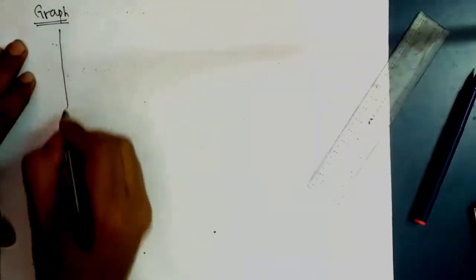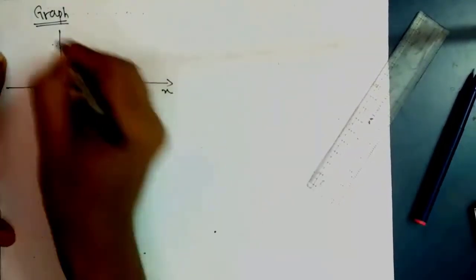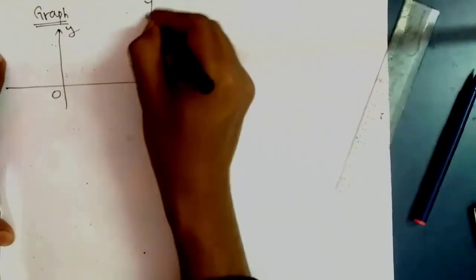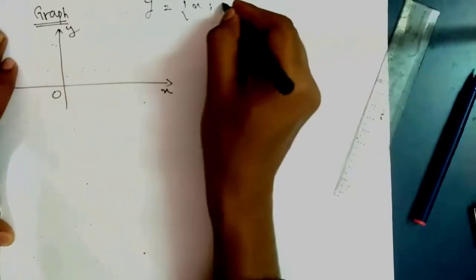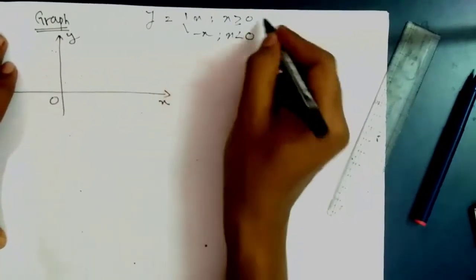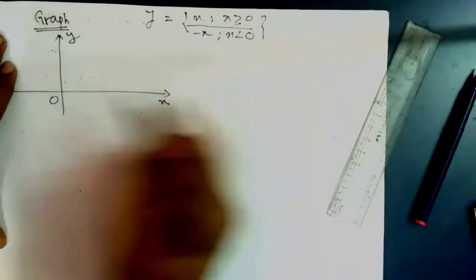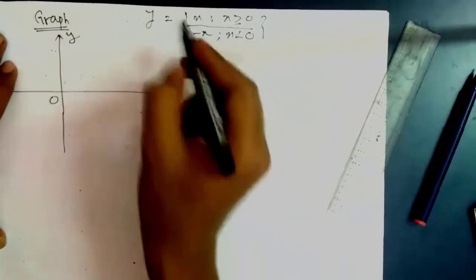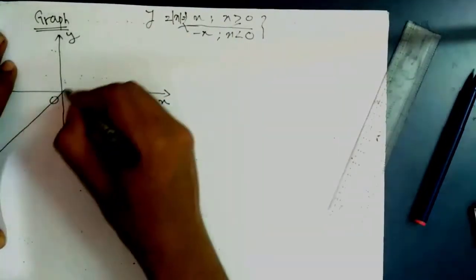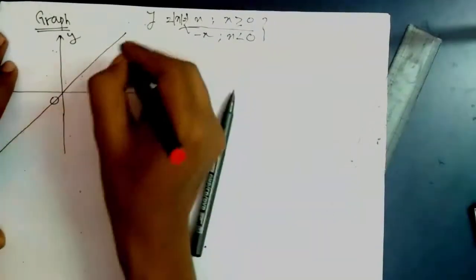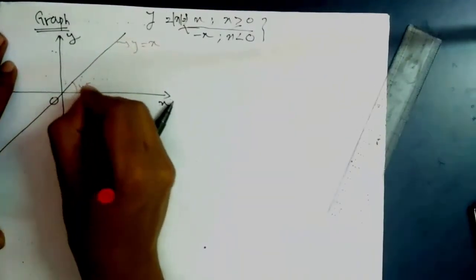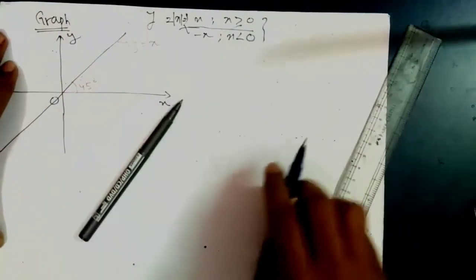So let's draw. This is the x-axis and this is the y-axis. This is the origin. First we'll take this wing. For y is equal to x, if you draw y is equal to x, you will get this straight line. And this will be 45 degrees here. The slope is 1 and tan 45 is equal to 1.